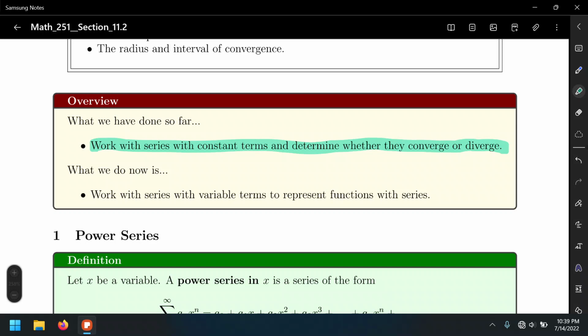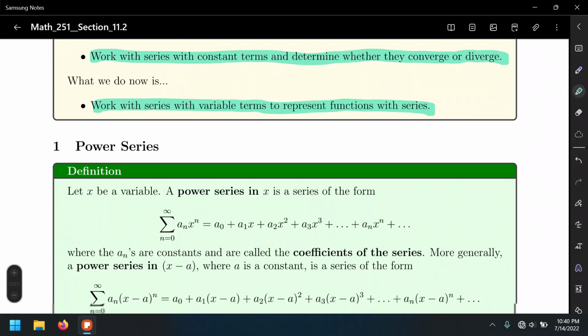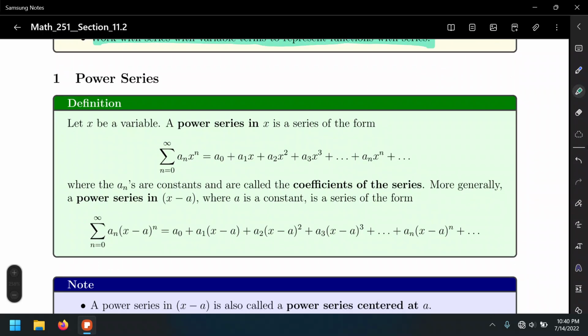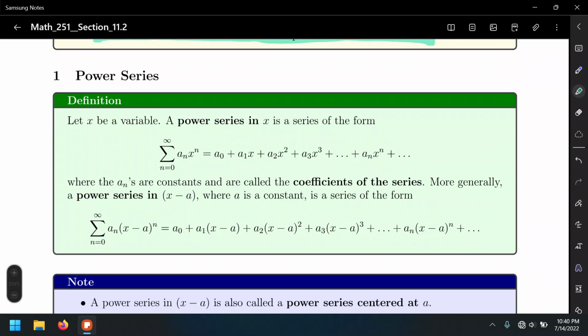But now, we're going to look at series with variable terms that represent functions. How do they look? Very similar to the series that we did before, but this time you will see this letter x. That's the variable, and depending on where the series is centered, it may look like just an x, which is centered at 0, or if it's centered somewhere else, it's centered at another value, in a very similar way to Taylor and Maclaurin series.